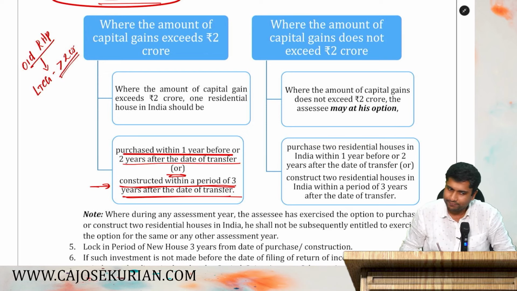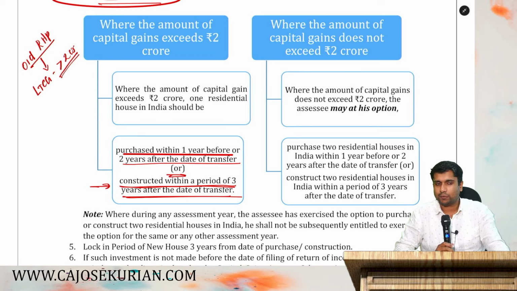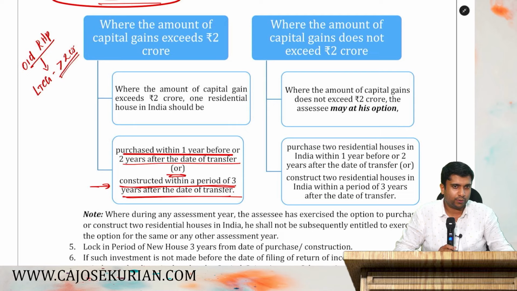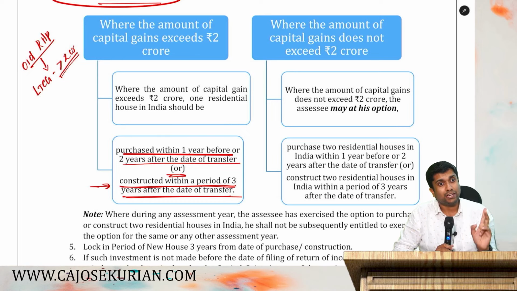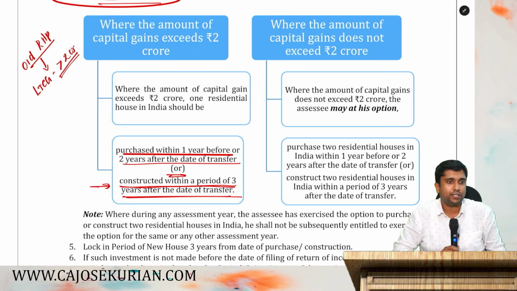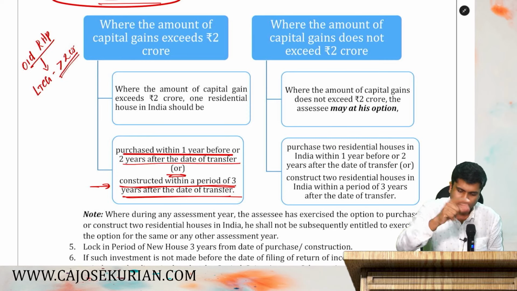Are you all with me? So, two things to consider. When I am selling my old residential house property, I have two options. Either I can purchase a new house or I can construct a new house. If I'm purchasing a new house, 1 year before or 2 years after the date of transfer. If I'm constructing a new house, within 3 years from the date of transfer. I hope it is clear. Are you all listening? Point number 2.